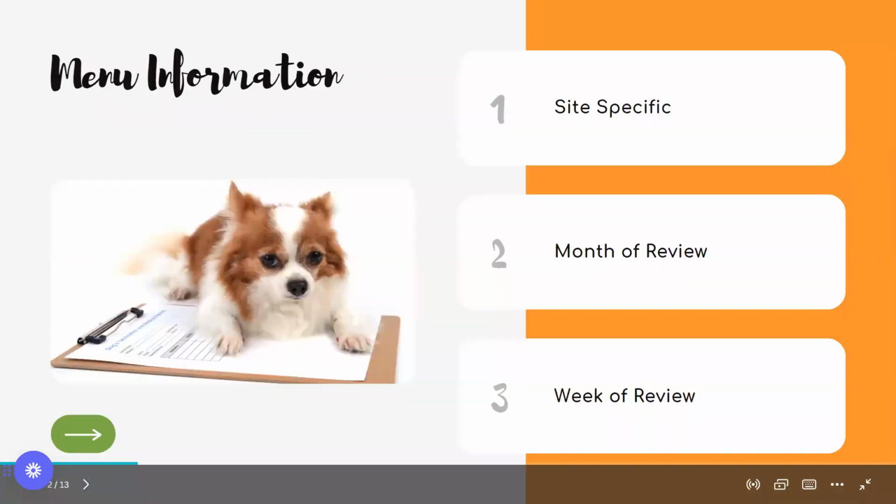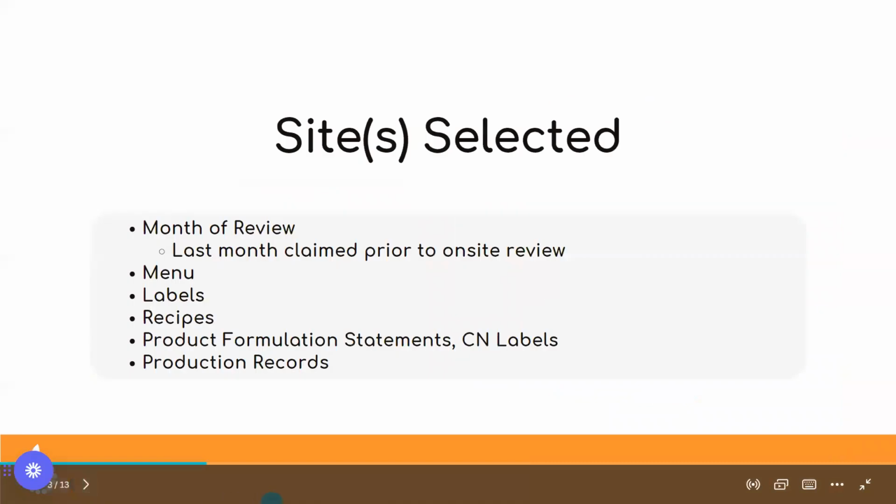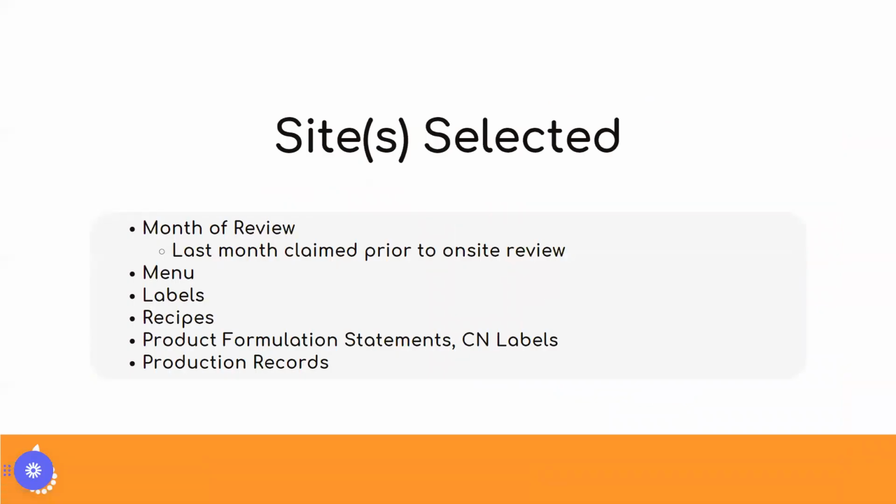So the menu information is site specific, so you'll not be able to upload any information to section 600 until your site or sites have been selected. We'll look at the month of review because they will ask for menu information for your month of review as well as the week of review. So sites selected, they'll tell you which sites they'll be visiting.